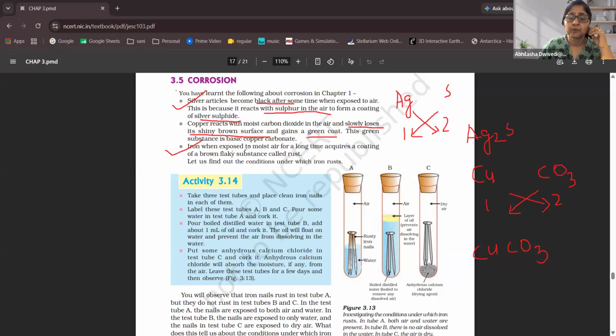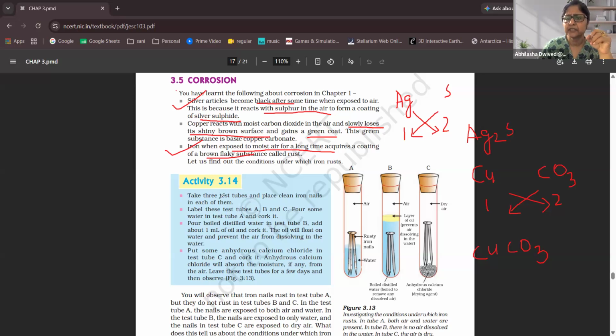When iron is exposed to moist air for a long time. Okay, important point: exposed to moist air, that means water and air both. Then only the brown flaky substance, which we call rust, will be formed. So let us see why it rusts, and how we can prevent it. Prevention of iron rusting is very important, because iron is an important metal, as I spoke about earlier.